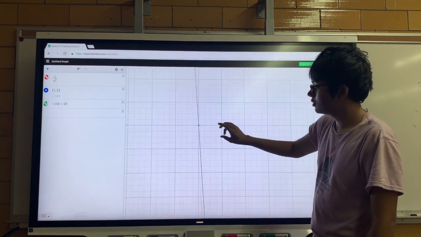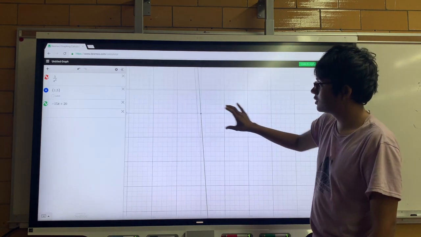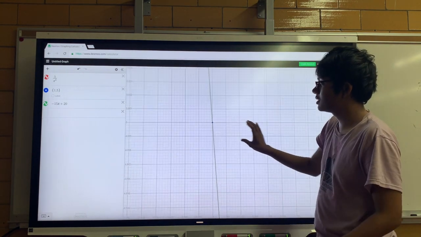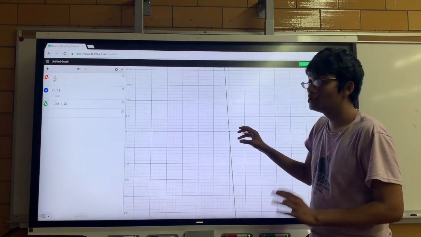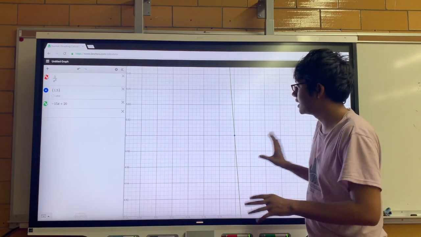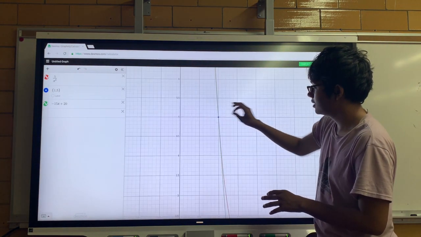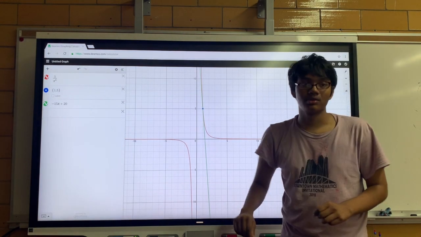And so, you can see the power of calculus, because we have just derived, using the quotient rule, the equation of the tangent line to this function at x equals 1.